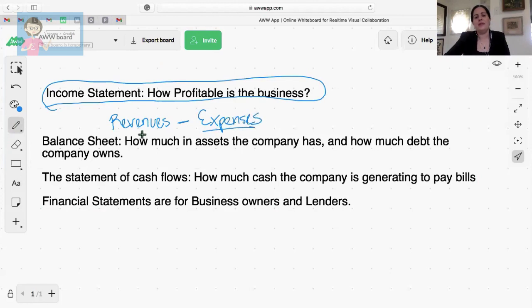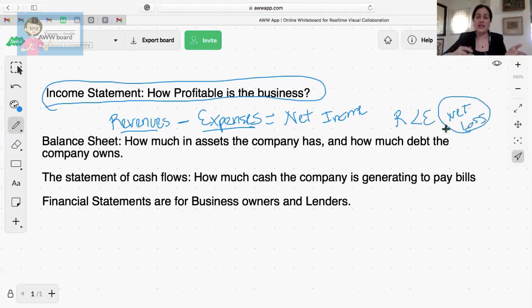Now, let's understand what is revenue. If you have revenue minus expenses and your revenue is higher than your expenses, you're good. That means that you have a net income. If your revenue is less than your expenses, this is when you have a net loss.